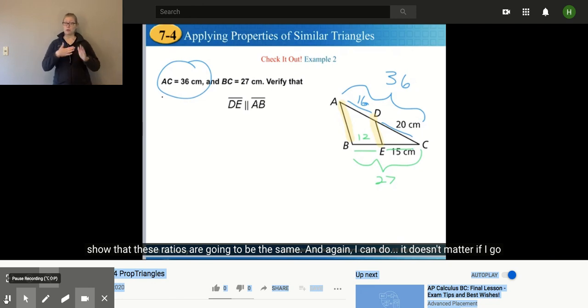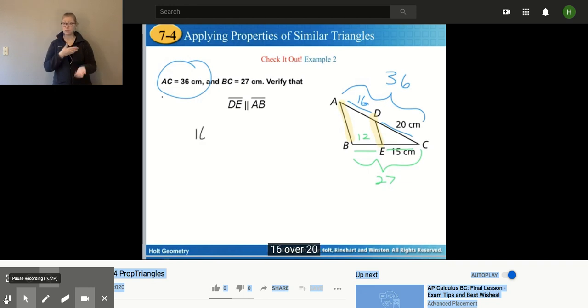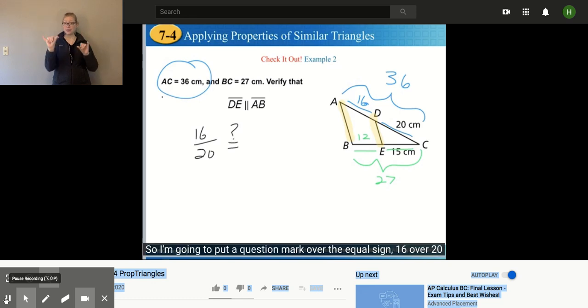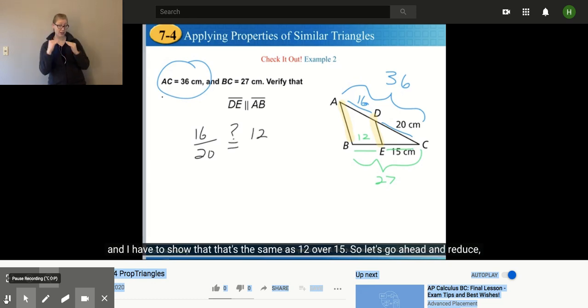And again, it doesn't matter if I go 16 over 20 or 20 over 16, as long as I do the same thing in the same way for the other side. So I'm going to do 16 over 20. And I don't know that they're equal yet, so I'm going to put a question mark over the equal sign. It's 16 over 20, and I have to show that that's the same as 12 over 15.